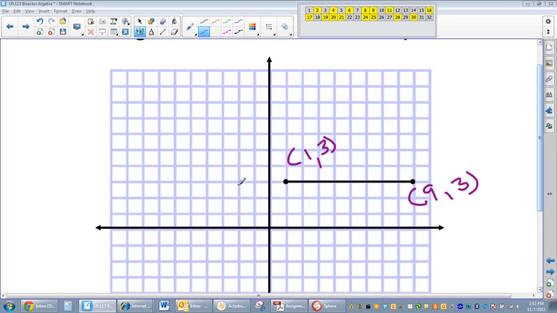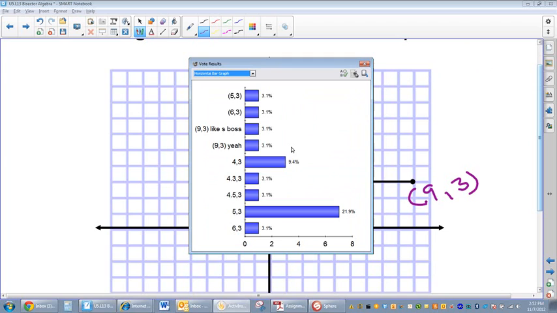We'll type it, and we'll answer the same thing. There we go, type it. Alright, so we get here: 4 comma 3, 4.5 comma 3, 5 comma 3, 6 comma 3.